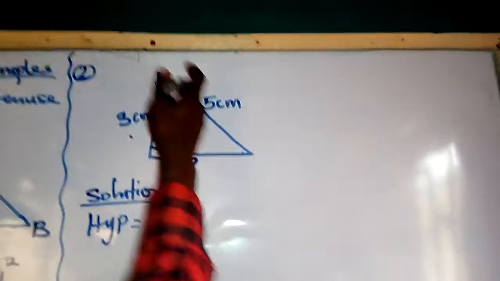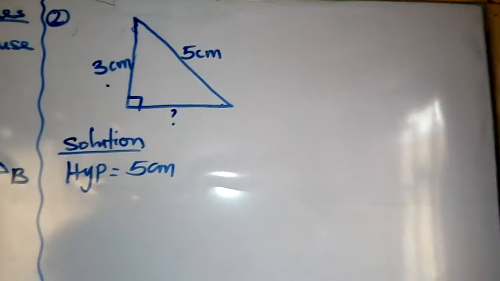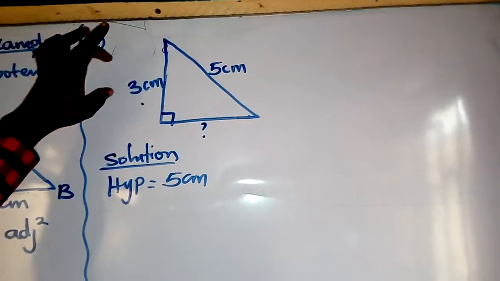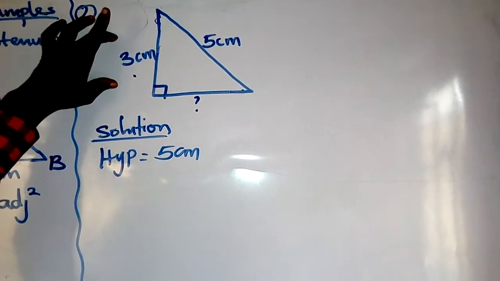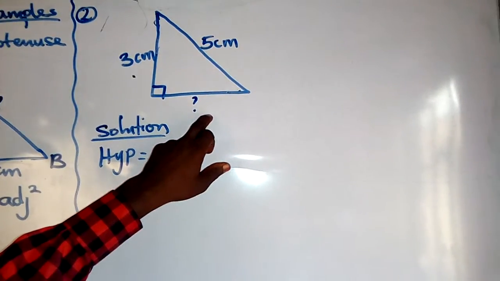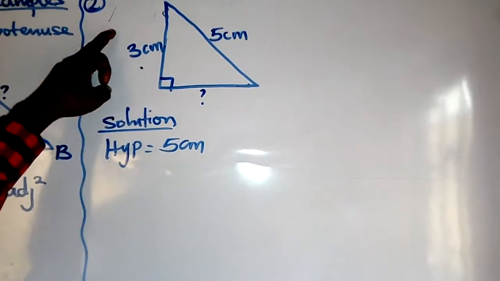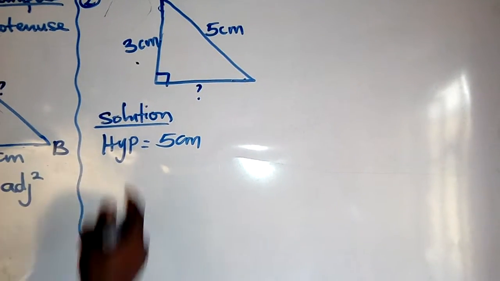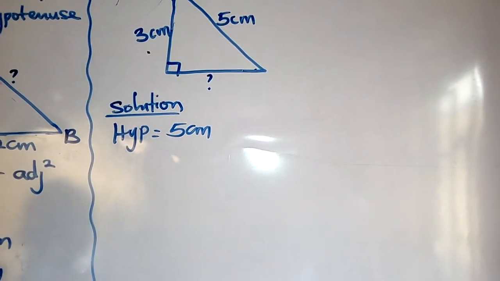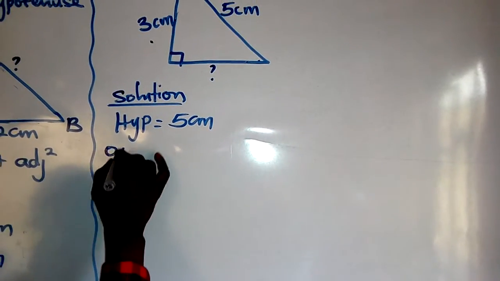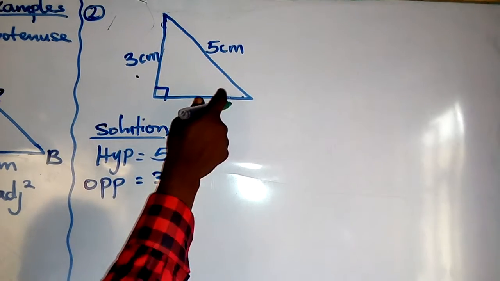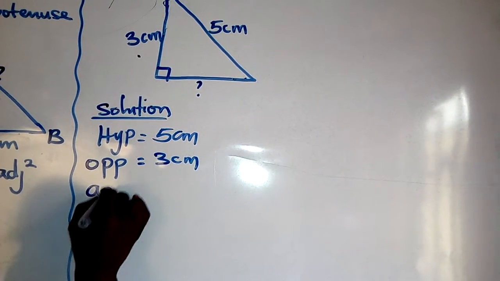Remember, it is the longest side. Now, it is left for you to either say this place is your opposite and this will be your adjacent, or this place is your adjacent and this is your opposite. Whichever way, you are going to get the same answer. So from here, I can say this is my opposite, equal to 3 centimeters. Now, the adjacent is unknown.